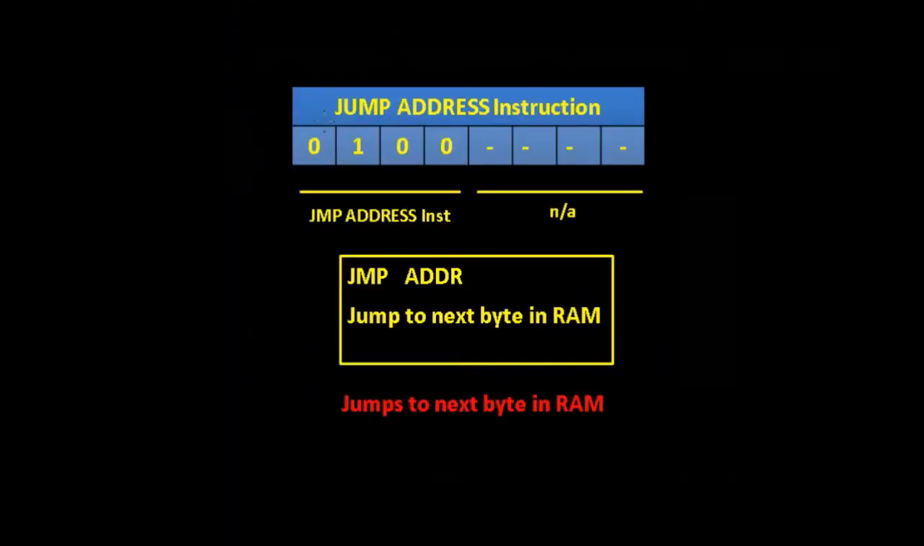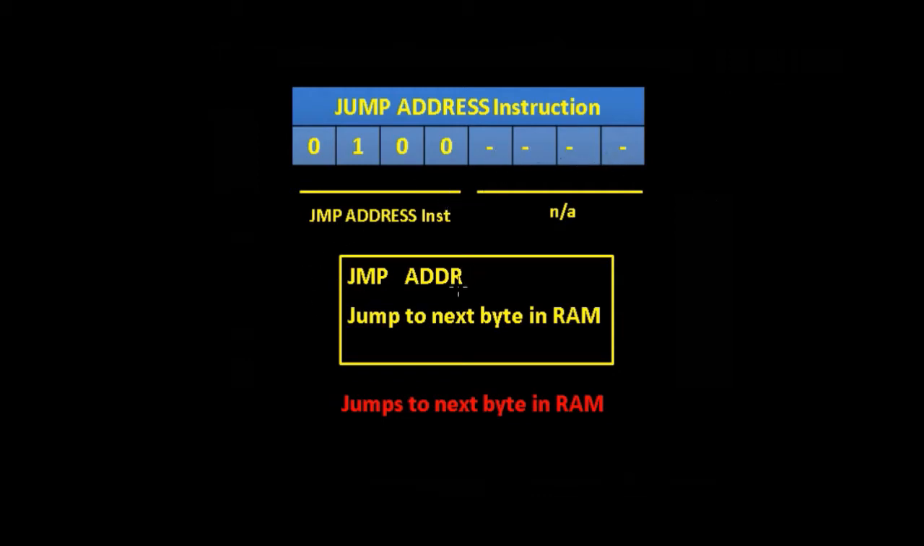So this is the second of our jump instructions, called jump address. Now in this, what we do is we jump to the next address that is in the RAM. So the jump address instruction is given by this code 0100, and the other 4 bits are not used.